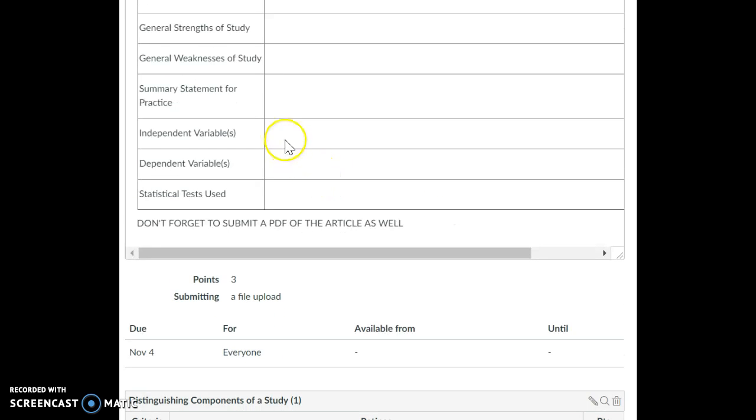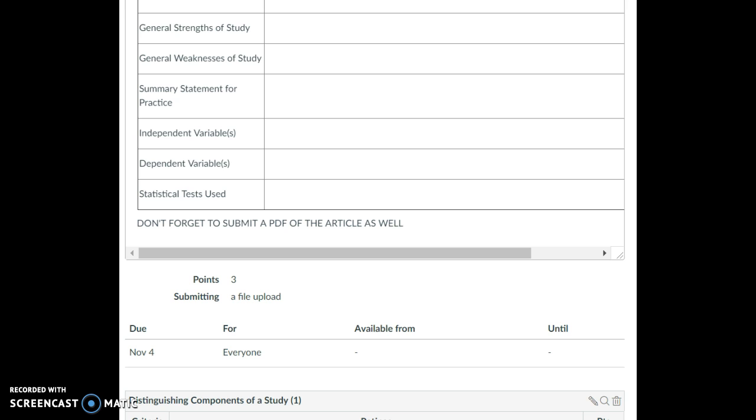The independent and dependent variables. These tend to throw students for a loop sometimes. Please make sure that you are looking at what the independent versus dependent variables are. Reference back to your book, and I can give you more information specifically about what those are. Make sure those are indicated here. That's one of the areas that students often tend to either invert them and flip them around or not quite understand what those mean. Also, statistical tests used.